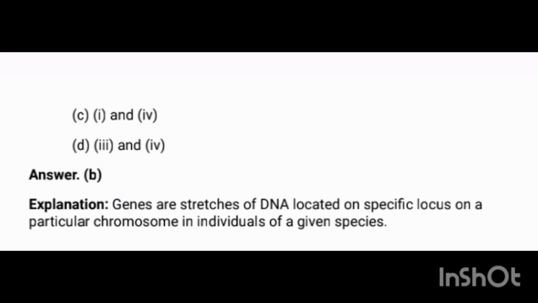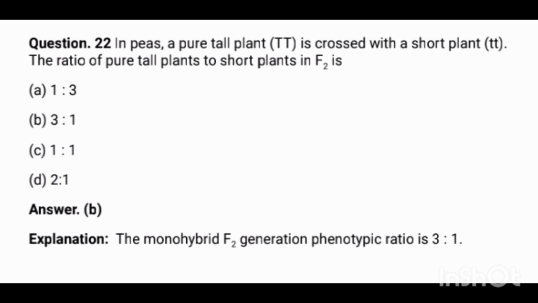Question 22. In peas, a pure tall plant, TT, is crossed with a short plant, tt. The ratio of pure tall plants to short plants in F2 is. Answer: B. 3:1. Explanation: the monohybrid F2 generation phenotypic ratio is 3:1.